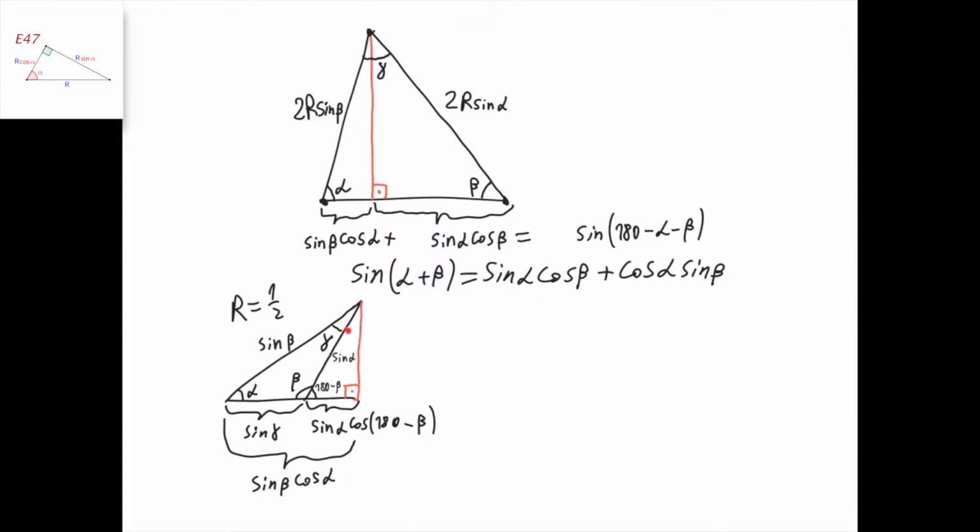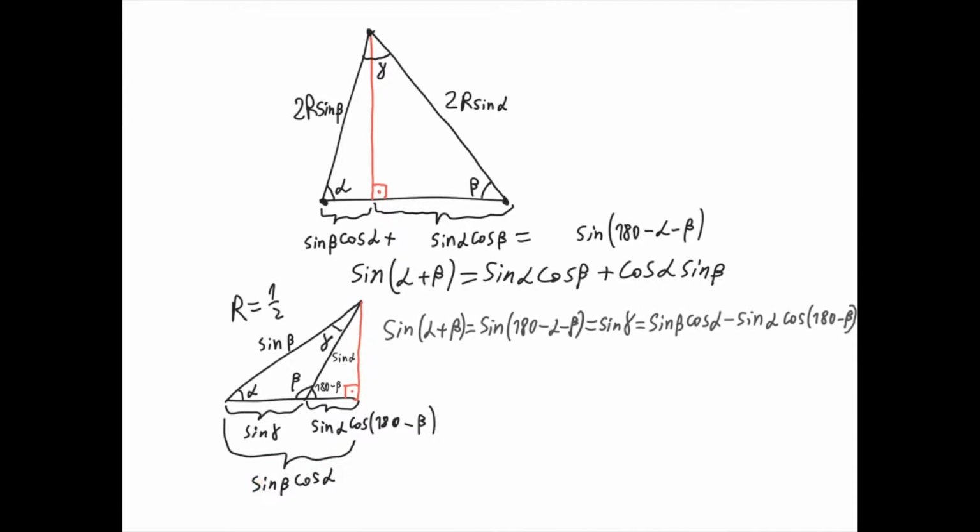Then, from this right-angled triangle with hypotenuse sine of alpha and angle here 180 minus beta, we know that this side is sine of alpha times the cosine of 180 minus beta. And from this right-angled triangle where the hypotenuse is sine of beta and this angle is alpha, we know that this side is sine of beta times the cosine of alpha. And now we get that sine of gamma equals sine of beta cosine of alpha minus sine of alpha cosine of 180 minus beta, which is written here.